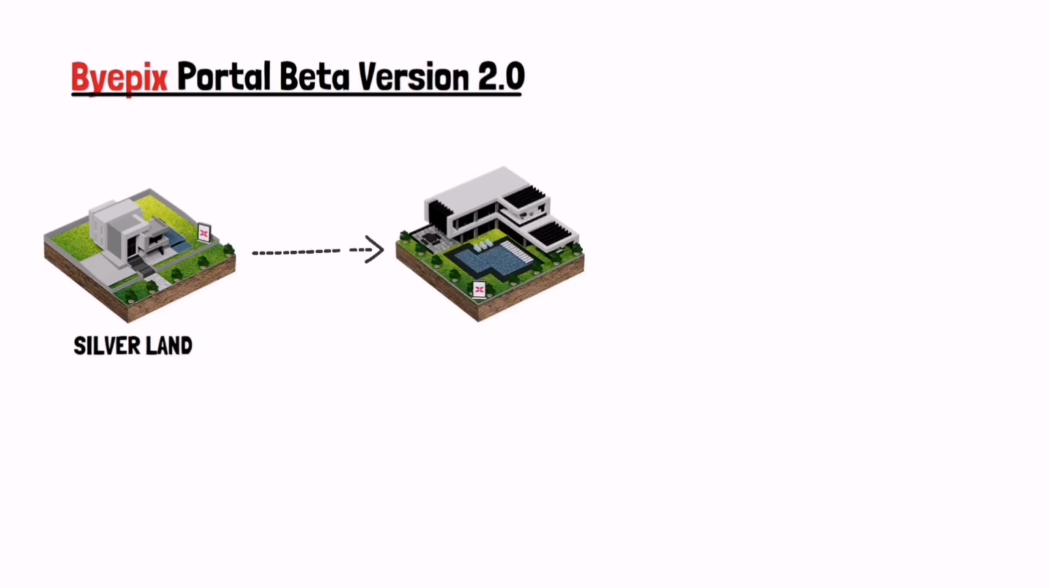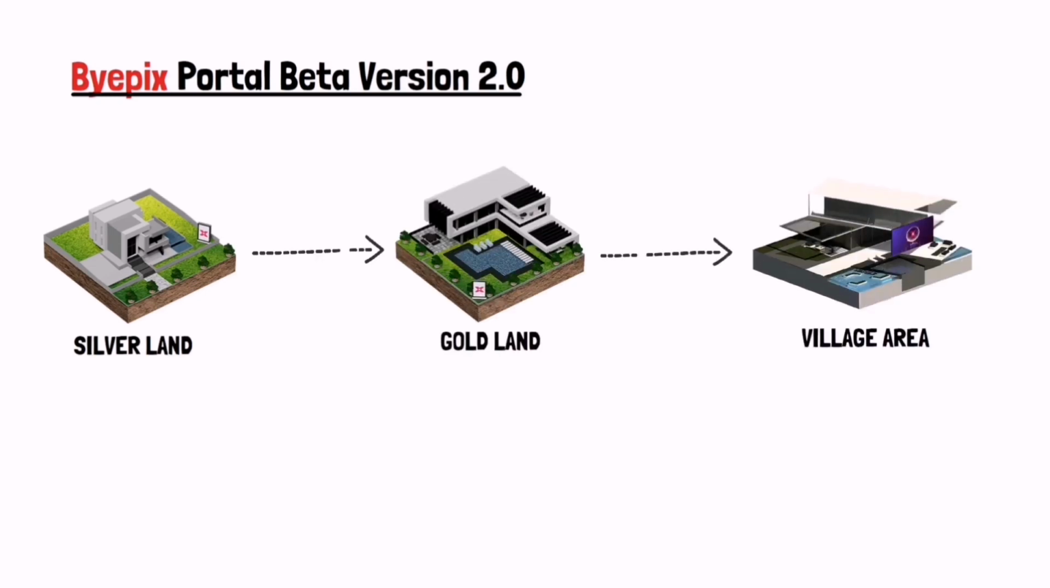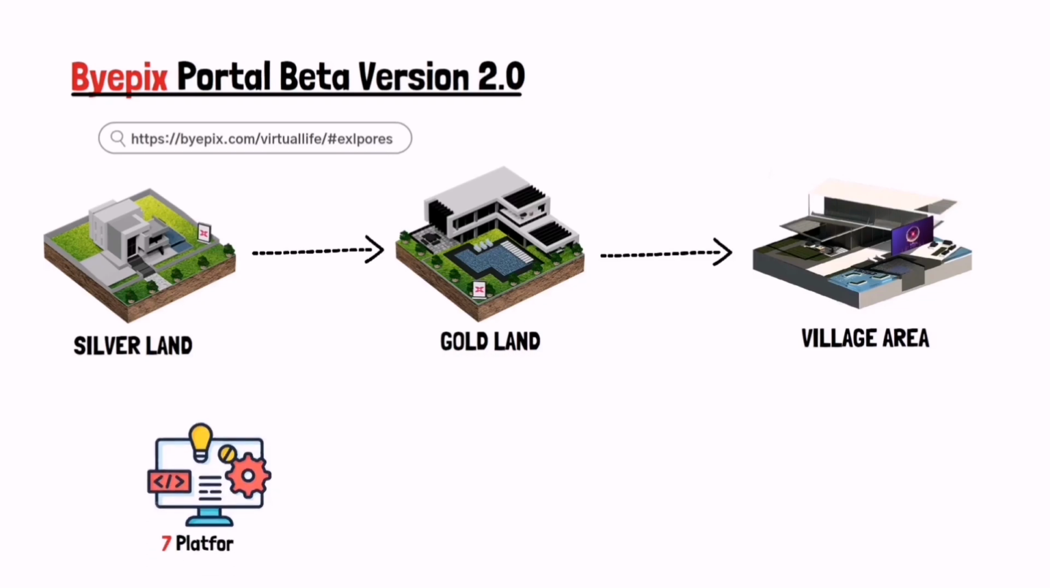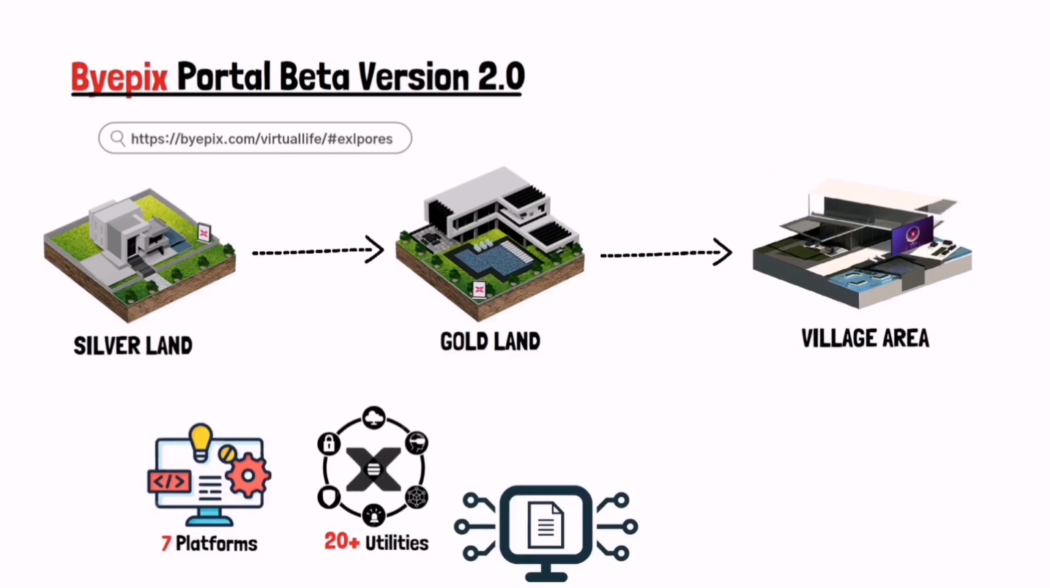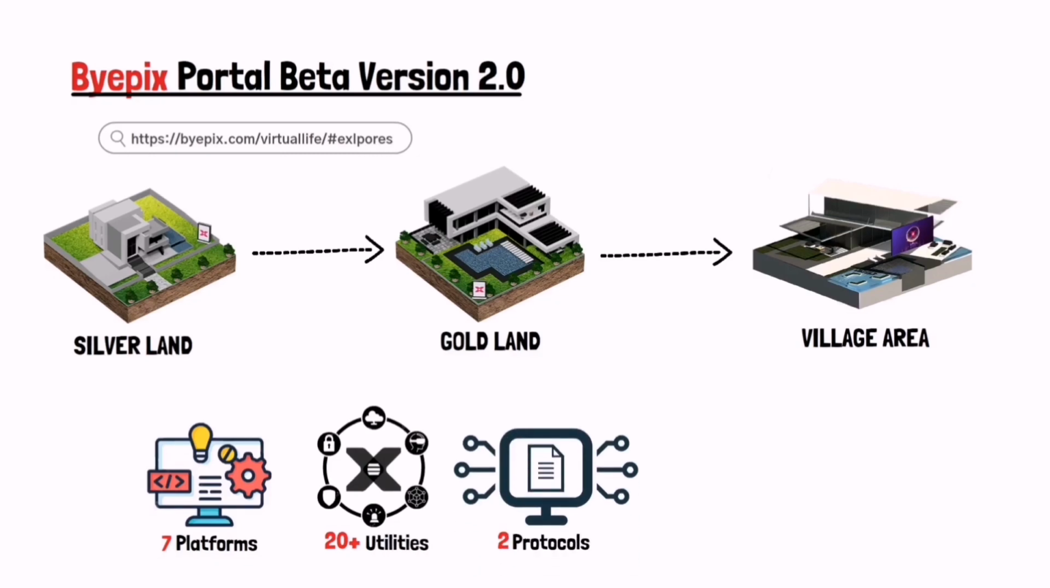Upcoming updates. Byepix Portal Beta version 2.0 upgrade is going to allow you to observe the silver, gold land, and village area in more detail. For further details, you can visit their website, link available in description. Byepix has 7 platforms, 20 plus utilities, and 2 protocols, and one of the P2E protocols will provide a service such as the ability to convert every game on Earth to P2E, and compatible games will be added to the Byepix game platform.